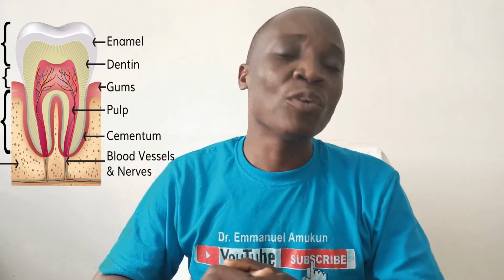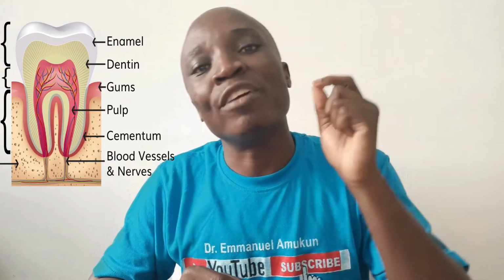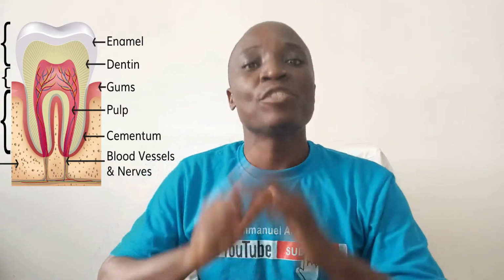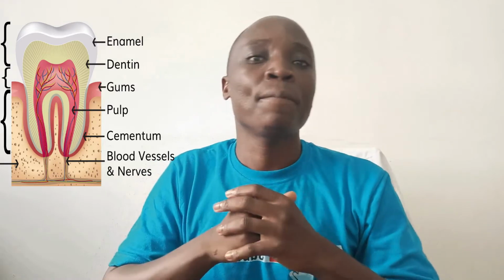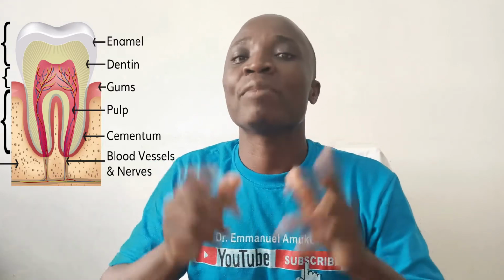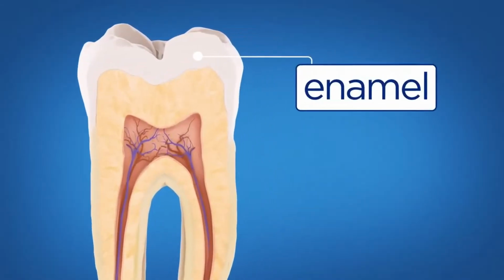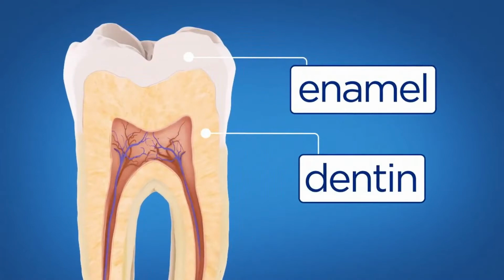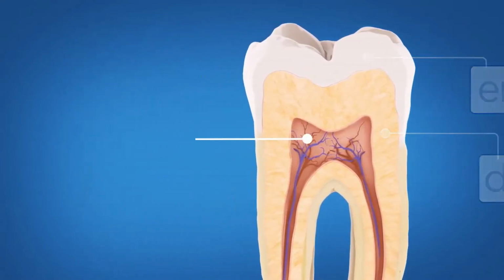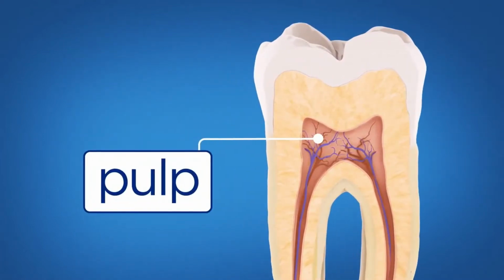In order to understand what a root canal really is, we need to know what the structure of the tooth looks like. So basically what you need to know is that a tooth has three major parts. There are other parts, but these are the ones that you need to know. The top part, which is the enamel, the middle part, which is the dentine, and then the inside part, which is the pulp, where there are nerves and blood vessels.